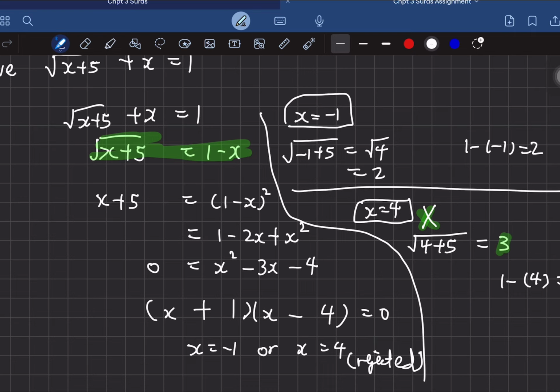Okay, do take note about all this checking. We have to check, or we need to check. If not, we'll be penalized.